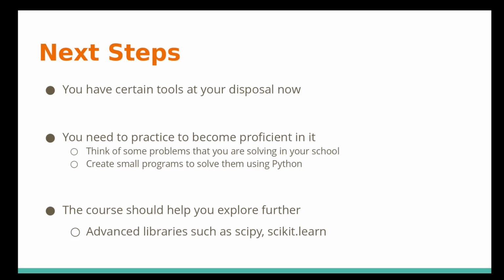At this point in time, you have certain tools at your disposal. Clearly, how good you become with these tools depends on how much you practice with them. So think of some problems that you're solving in your school exercises, homework, and assignments, and try to implement them using Python. The more you practice, the better you become. The course should also help you get into using more advanced features in Python that are available through specialized libraries such as the Scientific Python or SciPy library and the scikit-learn library that is used for traditional machine learning, as well as TensorFlow and other advanced machine learning modules that are available in Python.